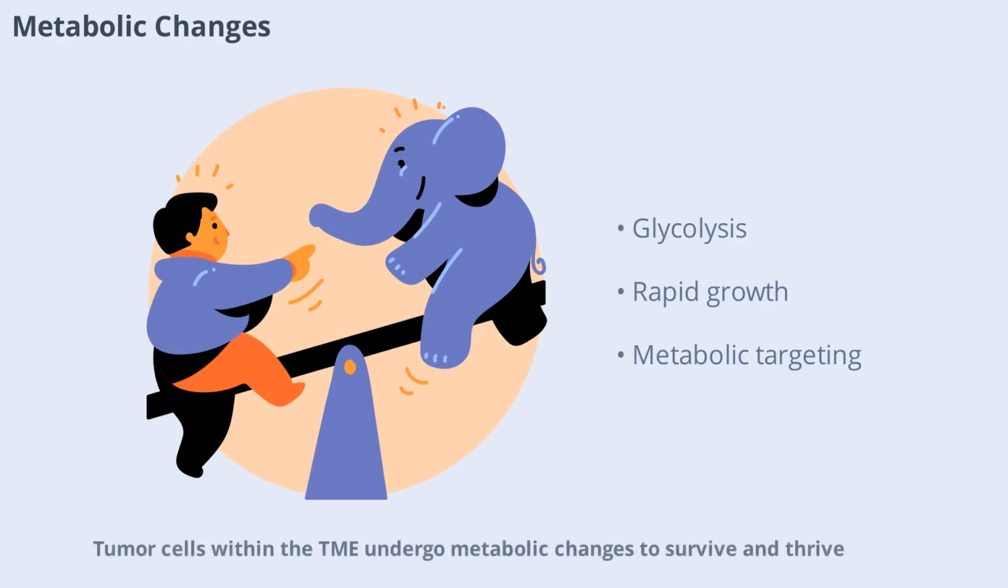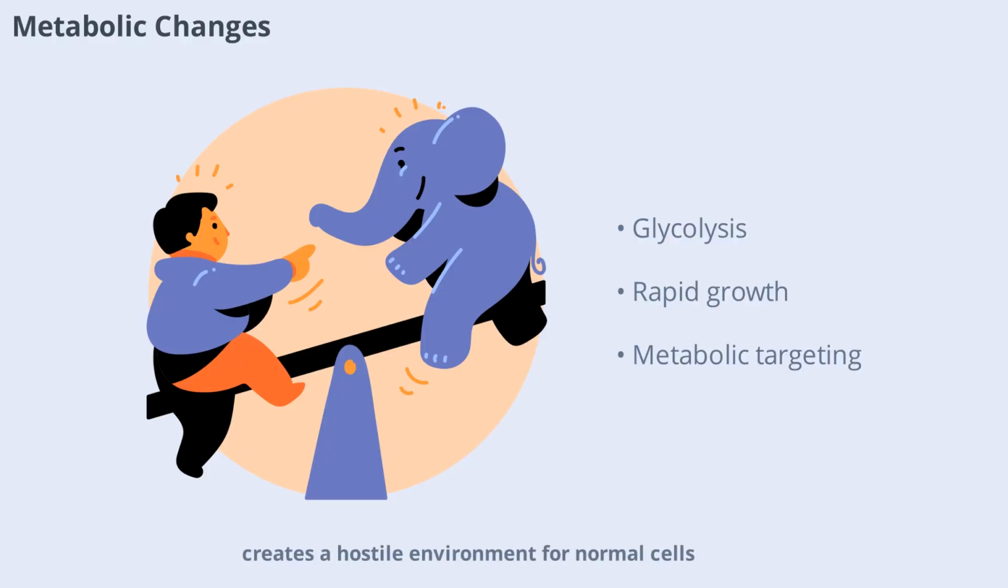Tumor cells within the TME undergo metabolic changes to survive and thrive. They often switch to glycolysis, a process that generates energy without oxygen. This metabolic shift supports rapid growth and creates a hostile environment for normal cells. Targeting cancer metabolism is an innovative approach to disrupt tumor survival mechanisms.